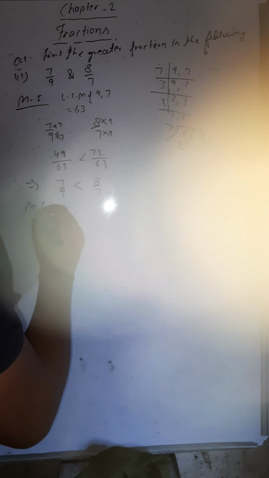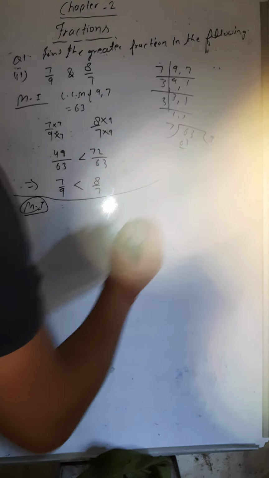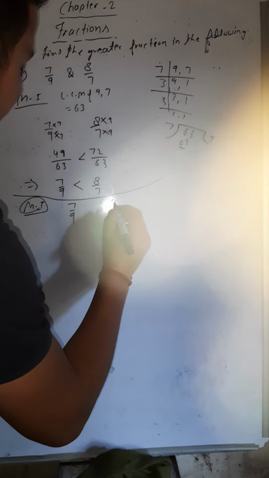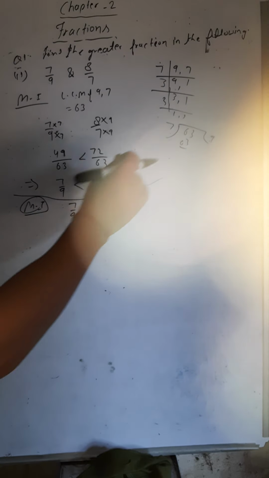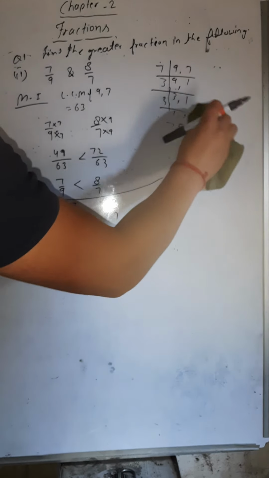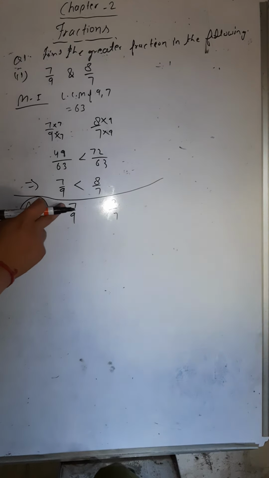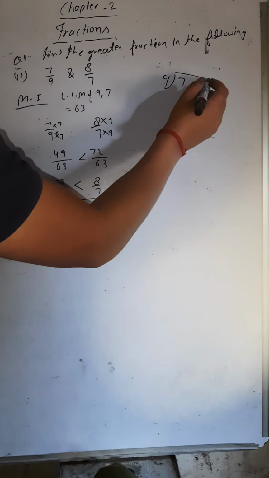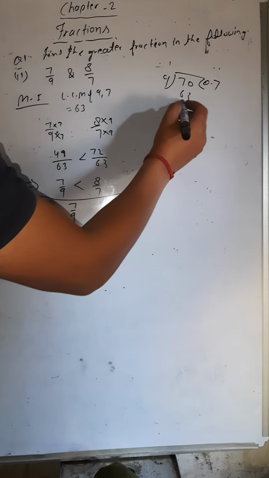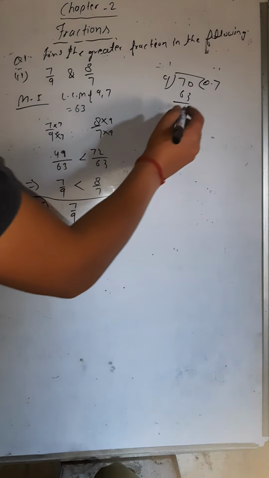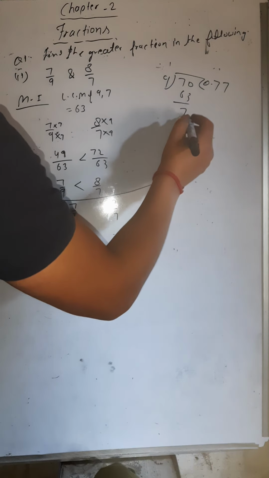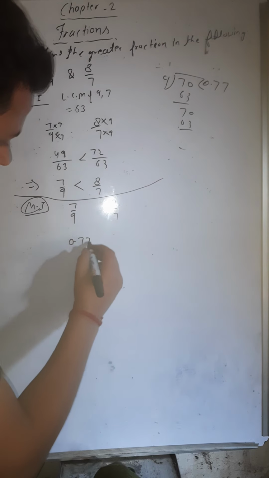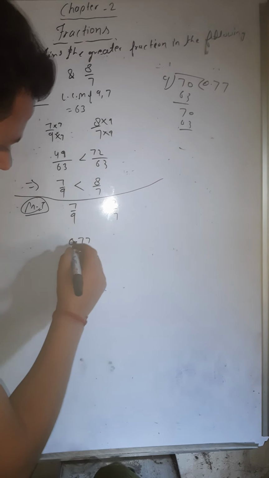Now we will try to do this by the second method. Method number 2. Here you write 7 by 9, here you write 8 by 7. Now divide. How will you divide? First you divide 7 by 9. 7 by 9, not divisible. Put a decimal, then add 0. 9 7s are 63. 7 9s are 63. So 0.77 is the answer.